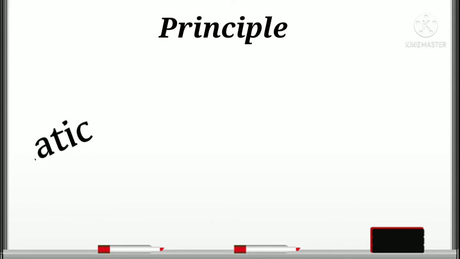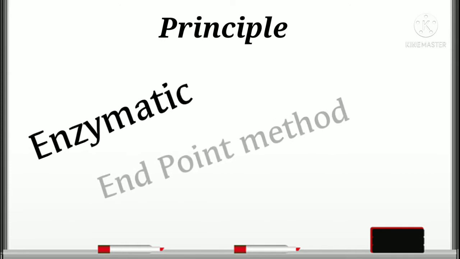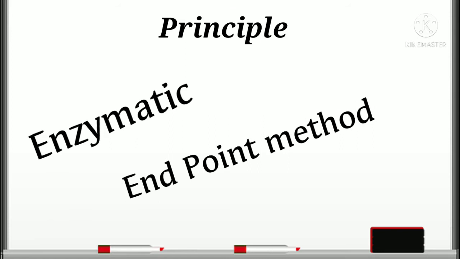Coming to the next point, principle by GOD-POD method, glucose oxidase peroxidase method. The name indicates that this is an enzymatic method and this is an endpoint method. Means after completion of the chemical reaction, the optical density of the product is measured.